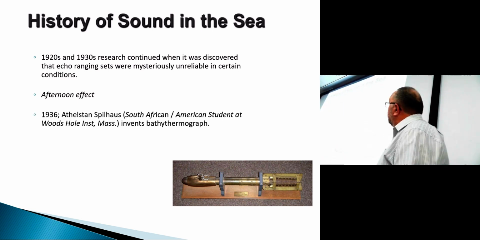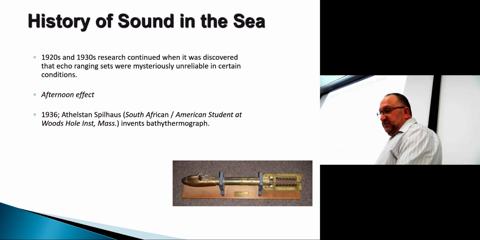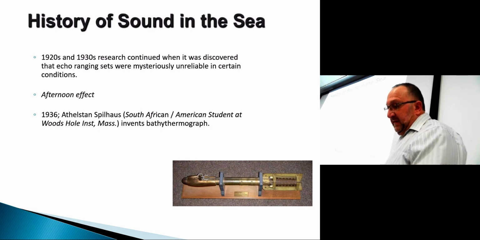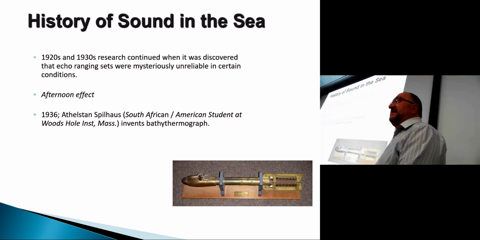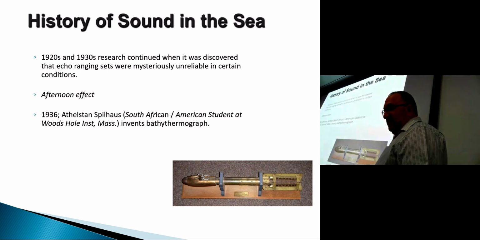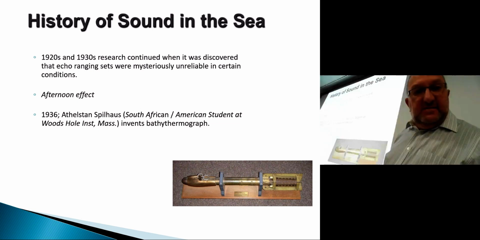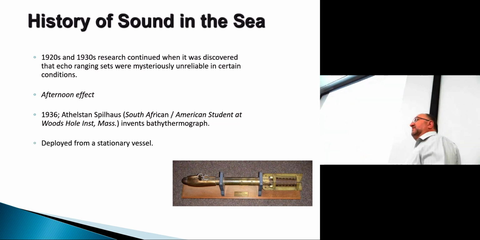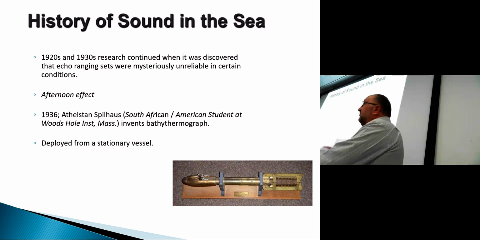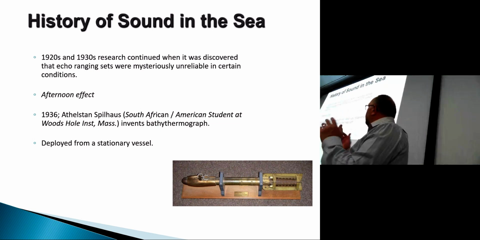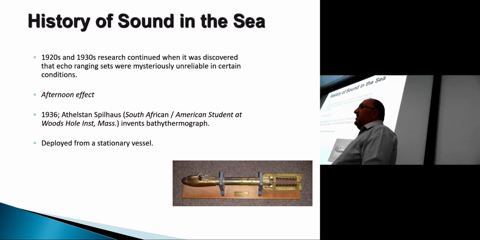In 1936, this chap Athelstan Spilhaus joined the Woods Hole Oceanographic Institution over in the States, where he developed the bathythermograph, sometimes known as a BT. And that was used to take measurements of ocean depths and temperatures from a moving vessel. But although we said it was a moving vessel, the vessel had to become stationary to take the measurements. So it could move around the oceans, obviously, but needed to be stationary to actually take the measurements.